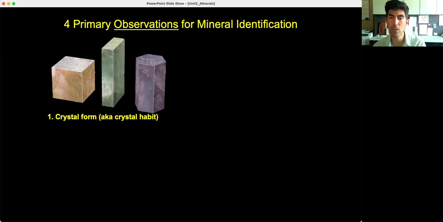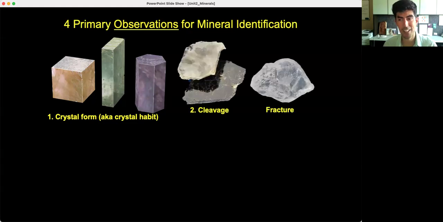And so really, when you think of crystal form, think of how the mineral is growing. As it is growing from a liquid or a solution, it is growing outwards in a certain direction. That is its crystal form. This is different from its cleavage. Its cleavage or its fracture is the way that the mineral breaks.